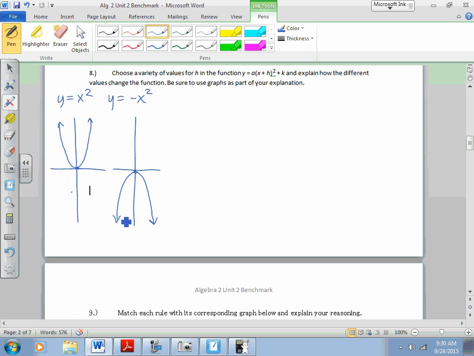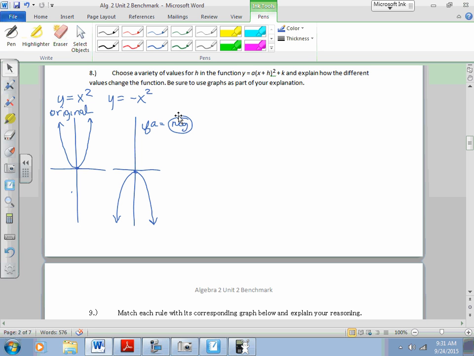Now this is called the original parent function. Remember those handouts I gave you guys with the parent function? Yeah. That's the original, just y equals x squared parabola, okay? The minute you change the a value, if a is equal to a negative, that's what happens. Yeah?